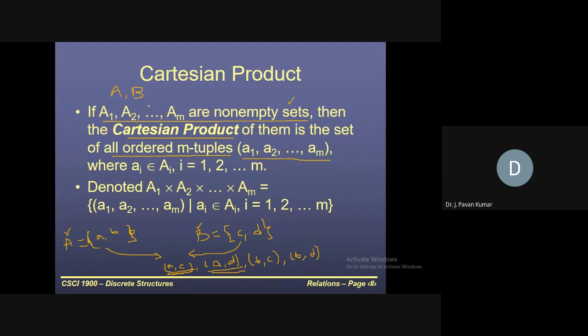M tuple. What you call M sets we are having, then in each tuple how many elements will we be having? If we have M sets, from each set we will be taking one element, so in each tuple we will be having M elements. That's why it is called an M tuple.